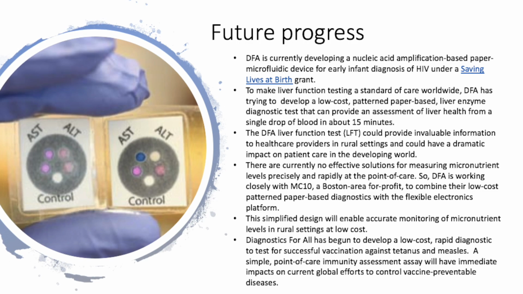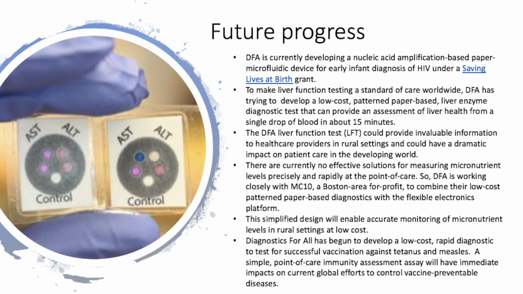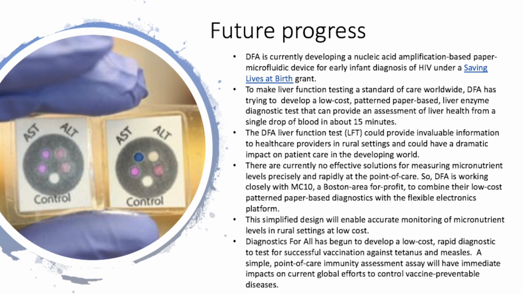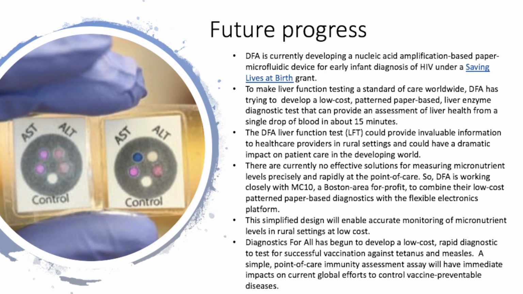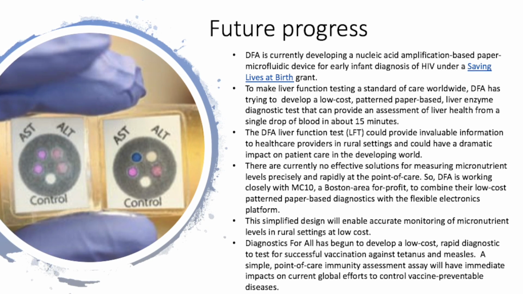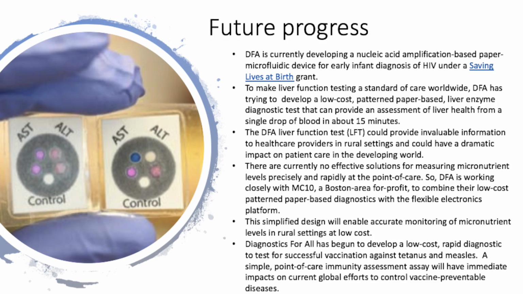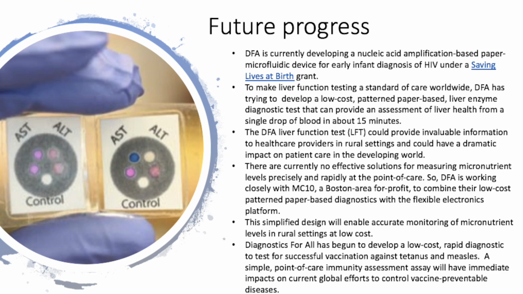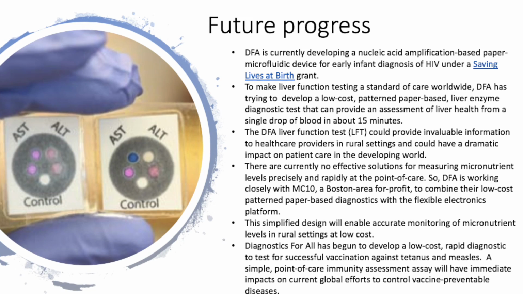They want to try to make low-cost liver function devices, to say whether the liver is functioning correctly, and it can provide invaluable information to healthcare providers in rural settings and have a dramatic impact on patient care in the developing world. So that would just take a single drop of blood, and hopefully in about 15 minutes they would have a result. And you can see on the side a prototype of that, where they can see the controls and the differentiating colors of the sample.